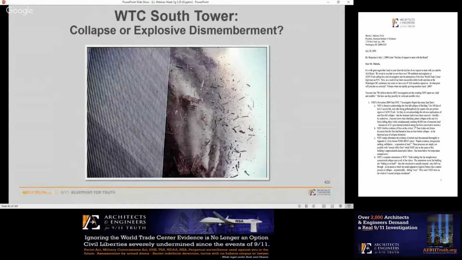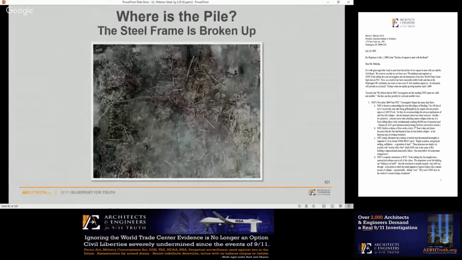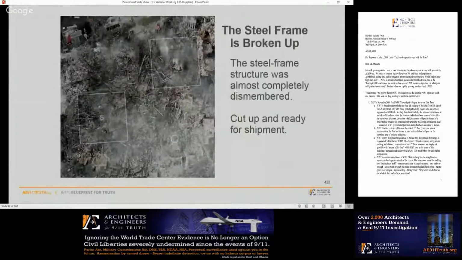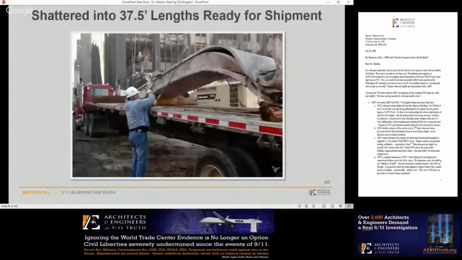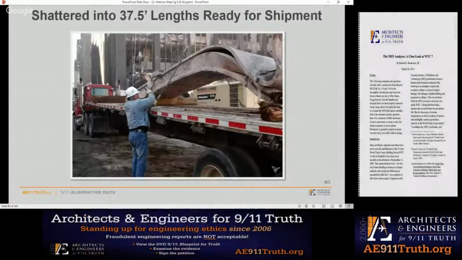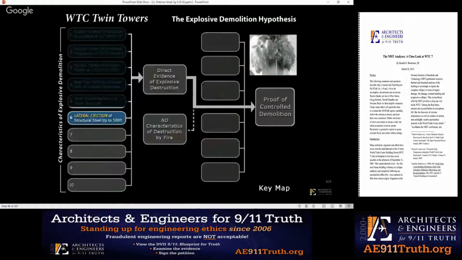A lot of isolated explosives completely shattering the structure down to the ground, as we've seen, and distributing these structural steel elements outside the boundaries of the perimeter of each of the towers, such that we don't have even a pile of floors down at the bottom. These structural steel elements are broken up into shippable lengths. And we have the lateral ejection of steel.